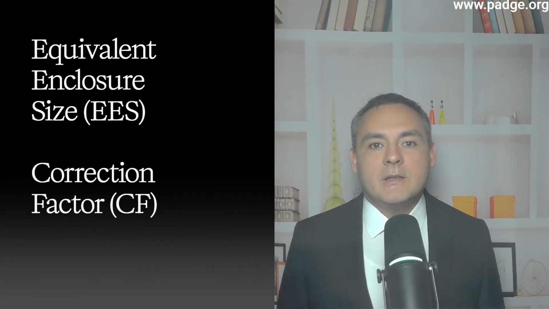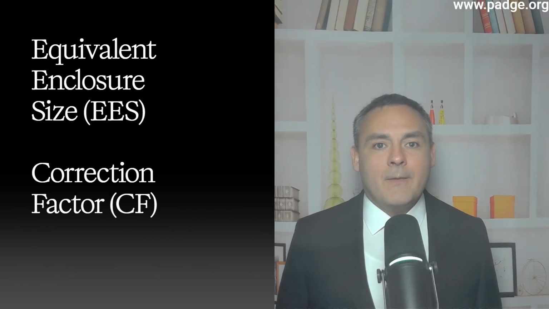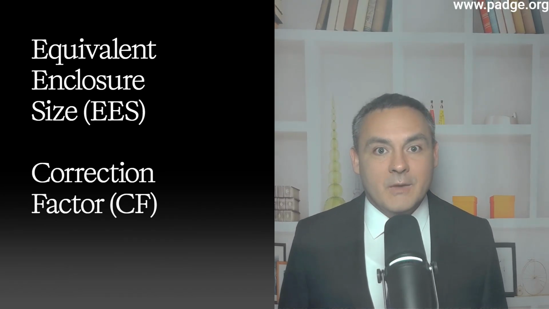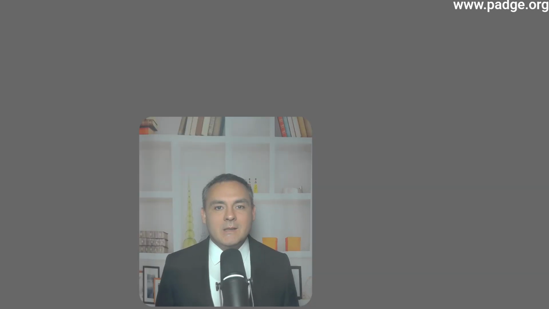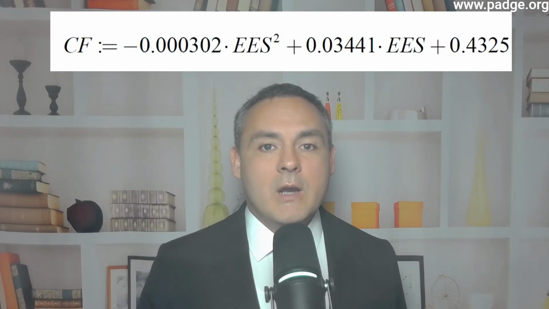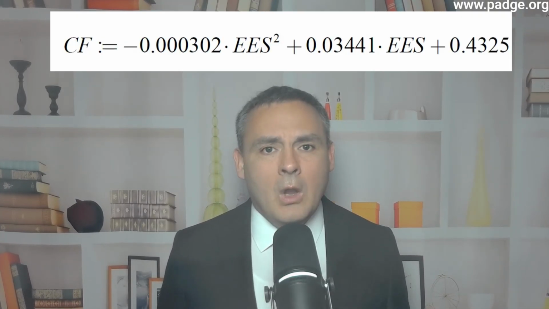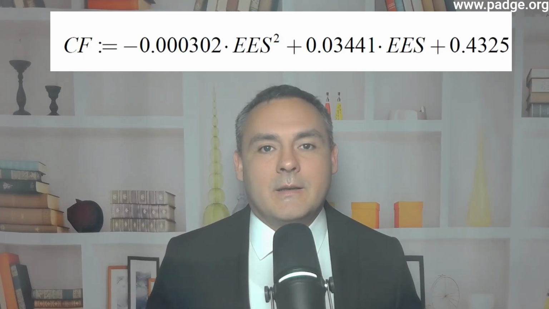We also need to calculate something called the equivalent enclosure size, called EES, and then a correction factor referred to as CF. This can be quite burdensome. Table 6 in the standard defines all the logical parameters to calculate what they call width 1 and height 1. The EES, or enclosure size correction factor, is simply the average of this width 1 and height 1. Then CF can be calculated with this equation, but only if the enclosure is deemed typical and not shallow. We're almost there to being able to calculate incident energy.